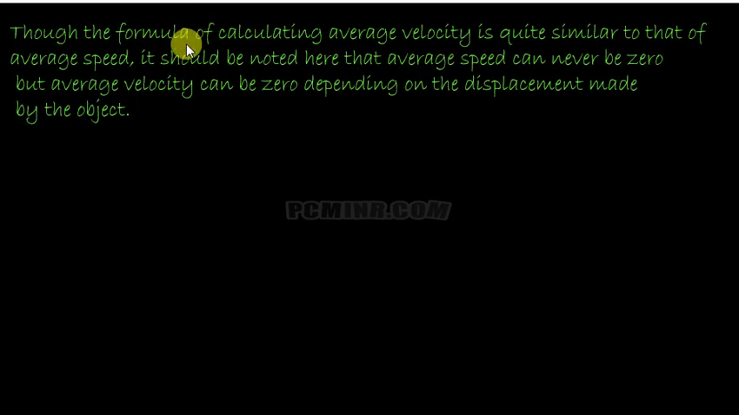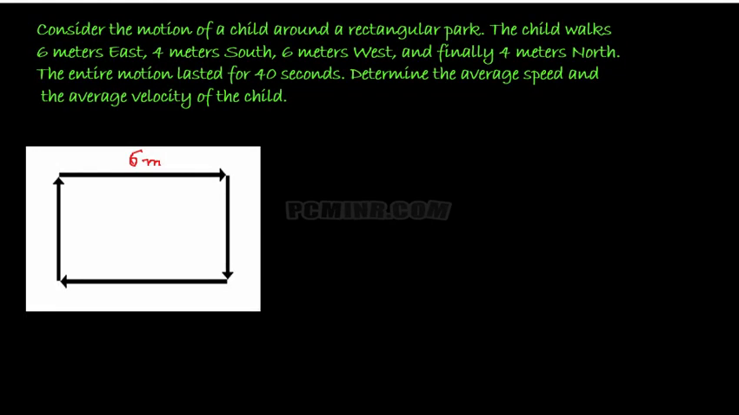Now see, though the formula for calculating average velocity is quite similar to that for average speed, it should be noted here that average speed can never be zero, but average velocity can be zero depending on the displacement made by the object. So let's look at an example. Let's understand the difference between average speed and average velocity. So consider the motion of a child around a rectangular park. The child walks 6 meters east, then 4 meters south, then 6 meters west, and finally 4 meters up north.